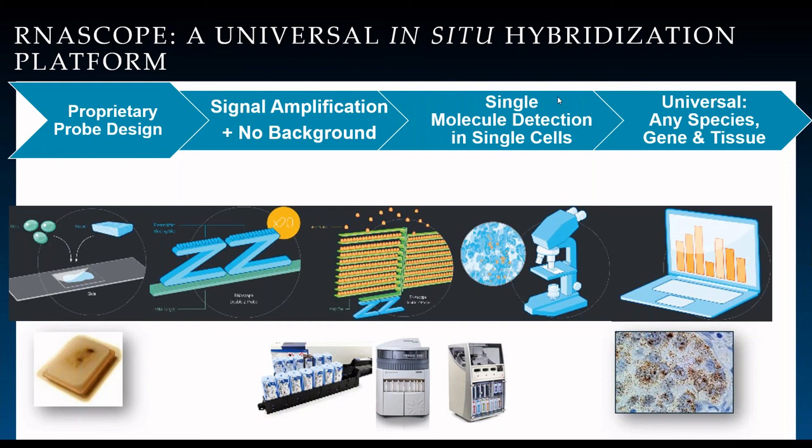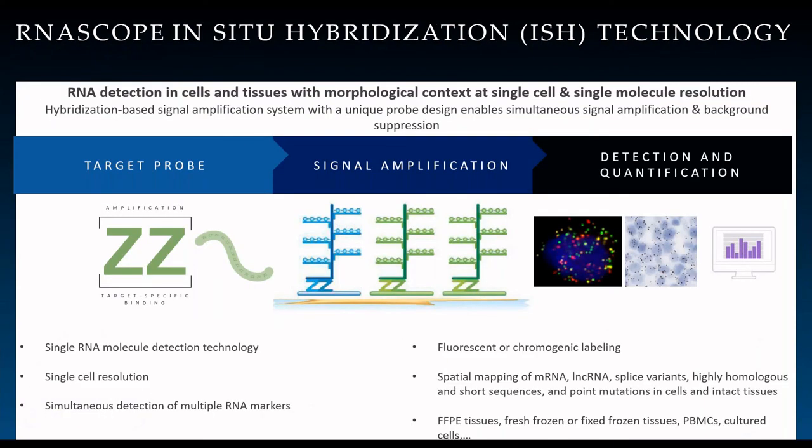RNAscope technology is an in situ hybridization assay that was specifically designed to overcome some of the traditional limitations of the ISH assay while still maintaining a high degree of sensitivity and specificity of detection. This assay was specifically designed to visualize target genes and biomarkers with a spatial and morphological context.